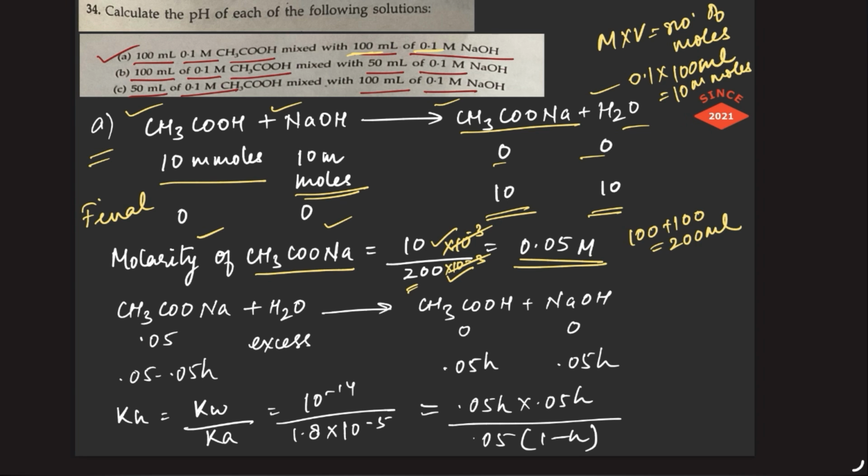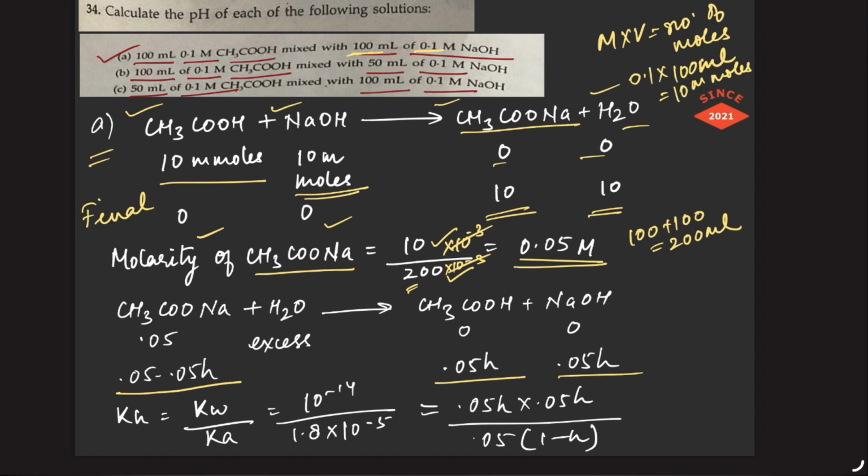Now this salt which is formed undergoes hydrolysis in the presence of excess of water. Now let the degree of hydrolysis be h. Degree of hydrolysis is h, means out of 1 mole, h moles dissociates. So out of 0.05 moles, 0.05 h moles will dissociate. So amount of sodium acetate left is 0.05 minus 0.05 h. Amount of acetic acid formed is 0.05 h and amount of NaOH formed is 0.05 h.